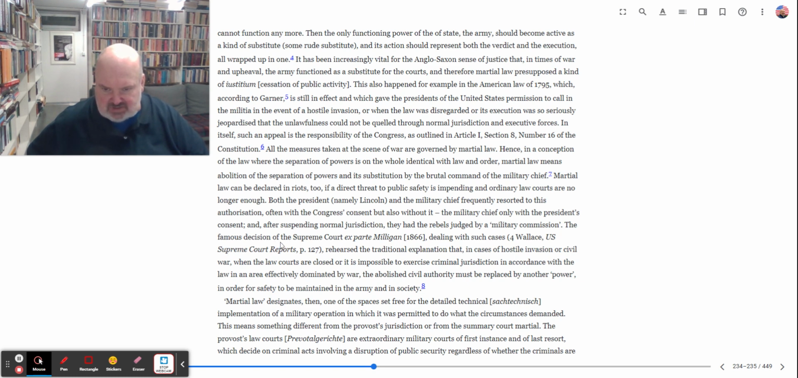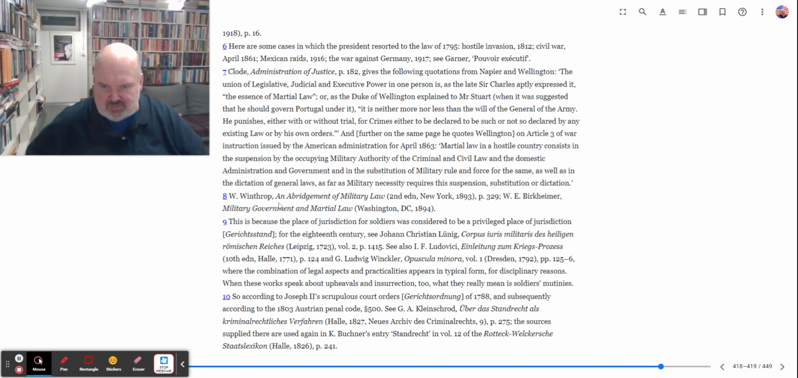The famous decision of the Supreme Court, Ex parte Milligan, dealing with such cases in 4 Wallace Supreme Court Reports, rehearsed the explanation that in case of hostile invasion or civil war, when courts are closed or it is impossible to exercise criminal jurisdiction in accordance with the law in an area effectively dominated by war, the abolished civil authority must be replaced by another power in order for safety to be maintained in the army and in society. This is Winthrop, Abridgment of Military Law.